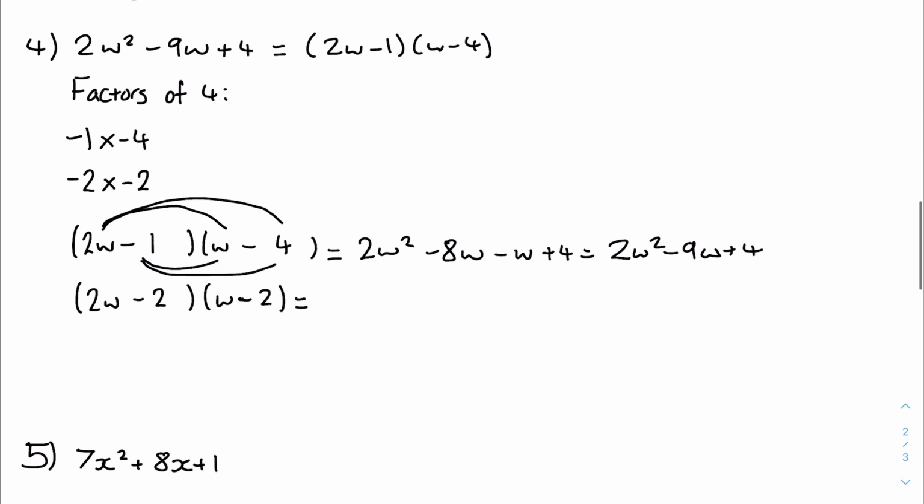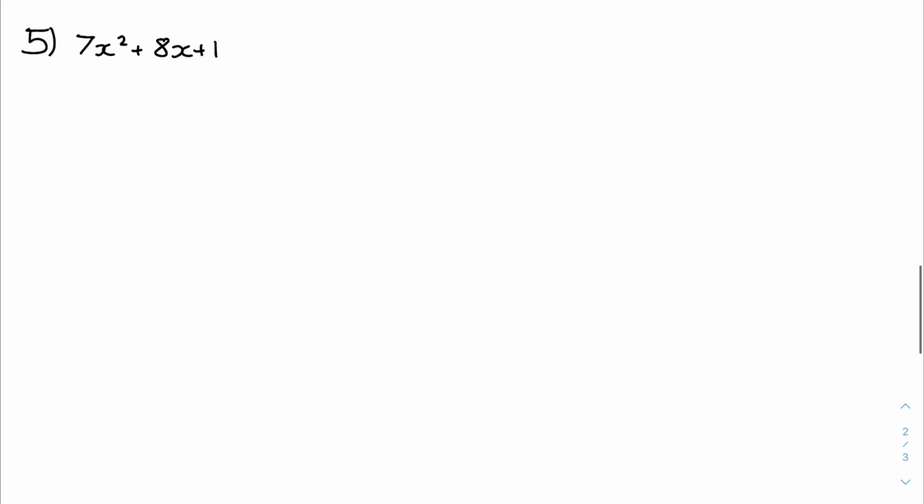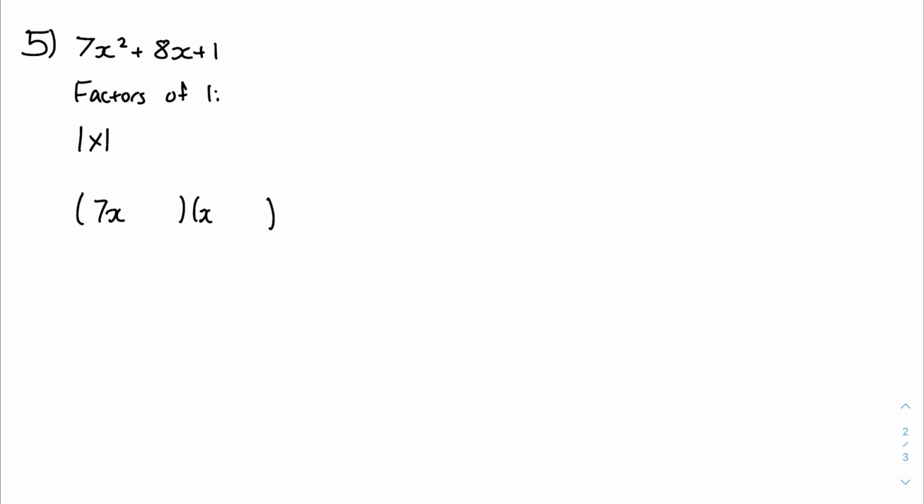Okay. Now leading on to the last one, we have 7x squared plus 8x plus 1. Same sort of idea here. It has an a value greater than 1 of 7, but we still want to start by finding our factors of 1. There's no negative b value, so it's just going to be 1 and 1. And the only way we can get to 7 by multiplying, because 7 is a prime number, is 7x and x. So it's going to have to be (7x plus 1)(x plus 1).